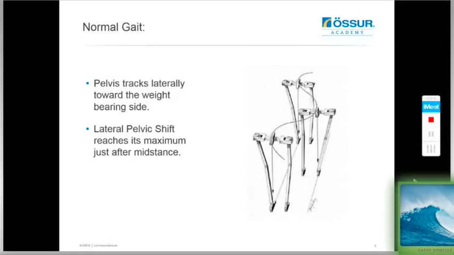If we look at normal gait, we can see that the pelvis tracks laterally toward the weight-bearing side, and lateral pelvic shift reaches its maximum just after mid-stance. And so when we walk in a forwards direction, the pelvis goes through a sinusoidal wave, like so.